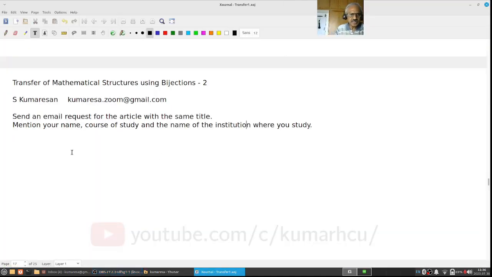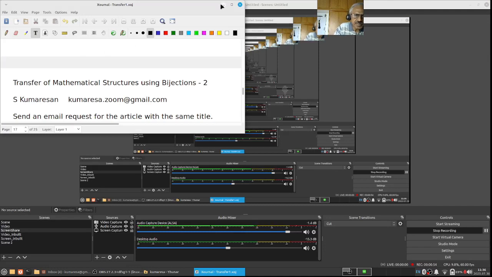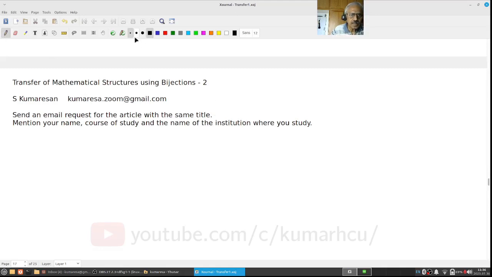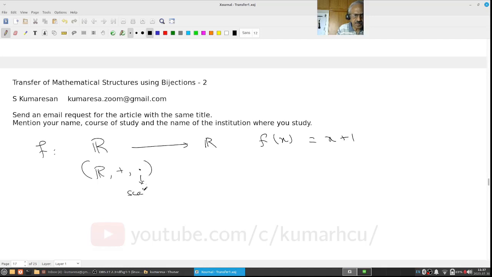And I'm recording. Yes, okay. So now let's again start work with the same thing. The map was from R to R given by f of x equal to x plus 1, right? We had already transferred the structure of scalar multiplication to R on the codomain.